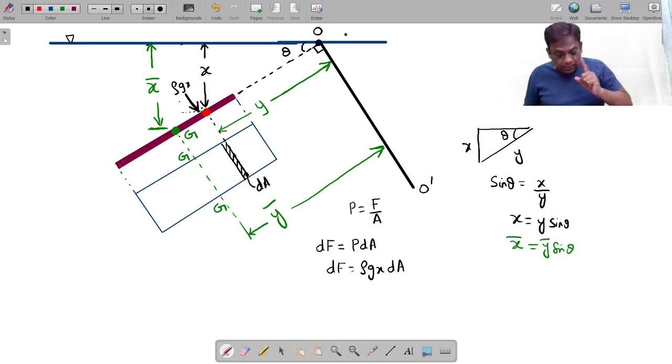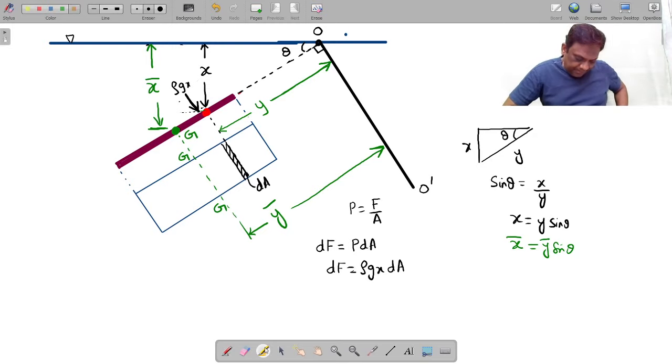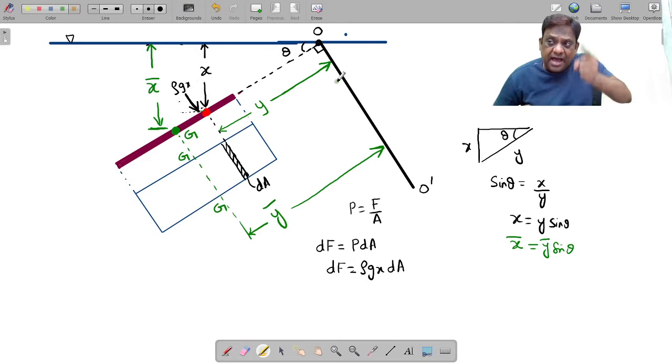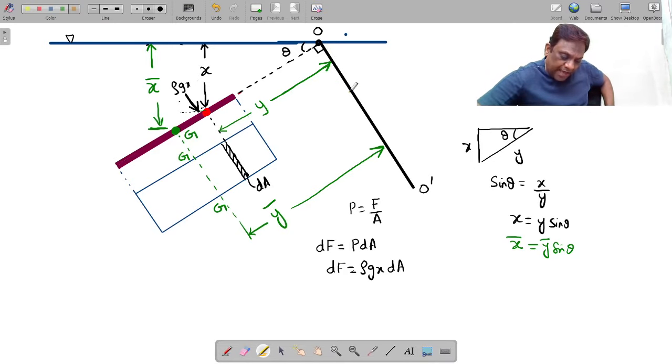Listen carefully. I will take the moment of this force about this. So this is x, and this is y. Where are you taking the moment? That is very, very important. I'm taking the moment about OO dash.